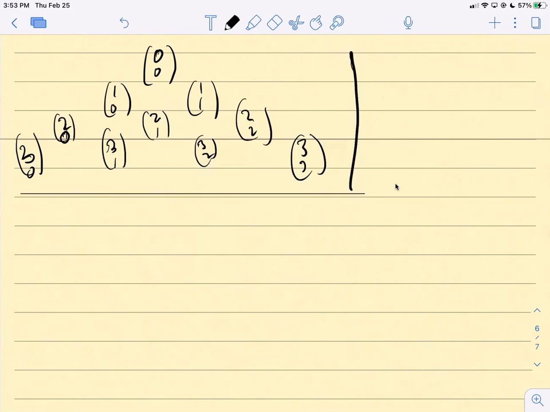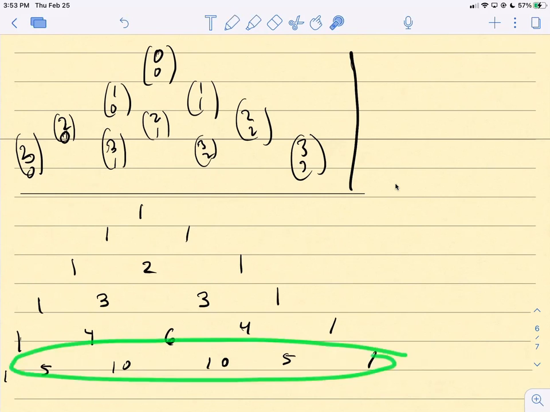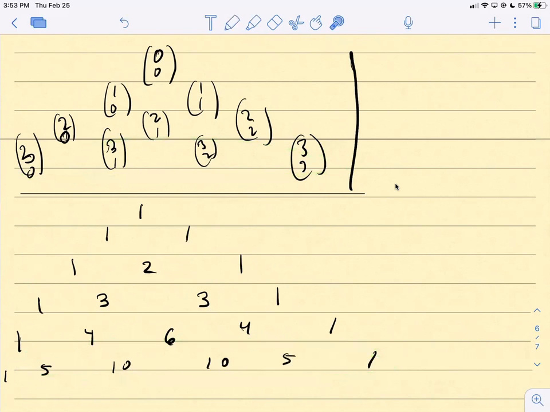So when you draw out the triangle and put the numbers in, you get 1, 1, 1, 1, 2, 1, 1, 3, 3, 1, 1, 4, 6, 4, 1, 1, 5, 10, 10, 5. And the thing is, you can calculate each row just by knowing the combinations in that row.